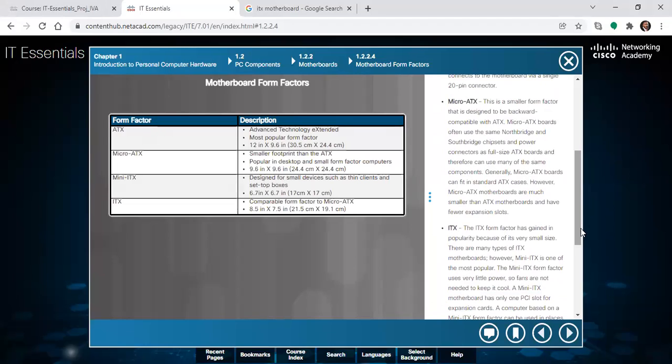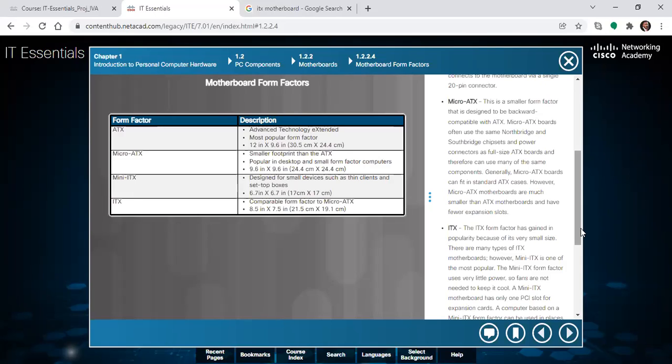Yes. Okay, good. So the micro ATX, this is a smaller form factor that is designed to be backward compatible with ATX. So a micro ATX board often uses the same North Bridge and South Bridge chipsets, okay? And power connectors as full-size ATX boards and therefore can use many of the same components. Generally, a micro ATX board can fit in standard ATX cases.